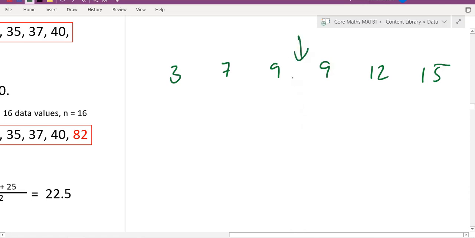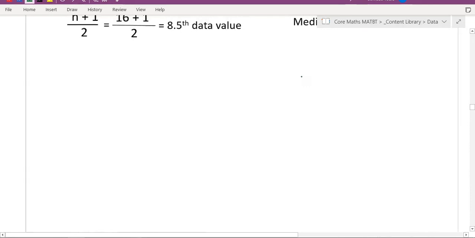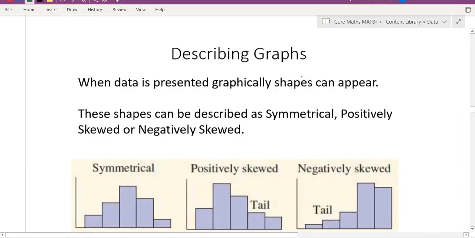9, good. Okay, what if I went and put 11? What's my median now? Well, you can do 9 plus 11 divided by 2, and that'll equal 10. Yeah, easy. So the median is the middle number. All right. Next measure of center, I believe, is the skews.